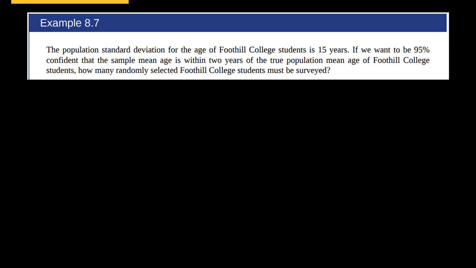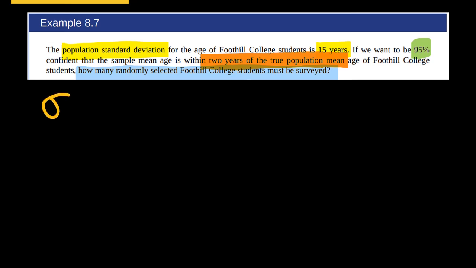The population standard deviation for the age of Foothill College students is 15 years. Okay, so 15 years is the population standard deviation. We want to be 95% confident, so that's our confidence level, that the sample mean is within 2 years of the true population mean. Okay, and our question is, how many randomly selected Foothill College students should be surveyed? Okay, so let's write down what we just learned.